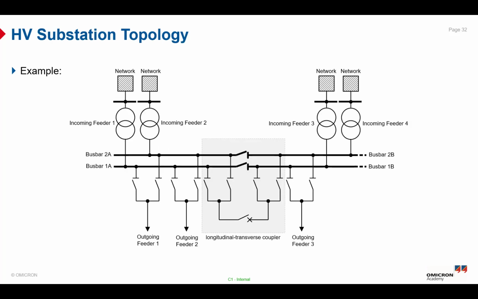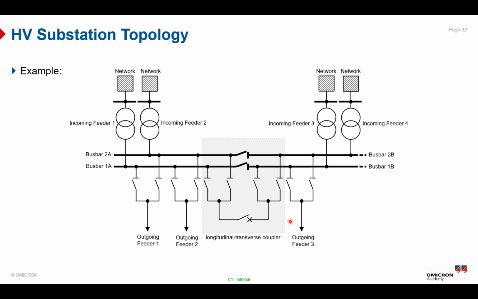So the basic structure of the high voltage substation or the high voltage outgoing feeder, as you can see from our screen, is a typical high voltage double busbar substation structure with longitudinal and transverse couplers. As well, several feeders can be connected and are represented here by the dotted line. So the number of feeders is variable.